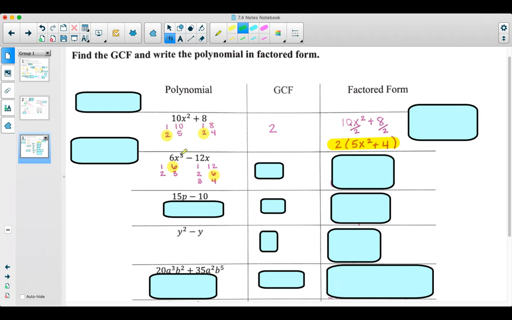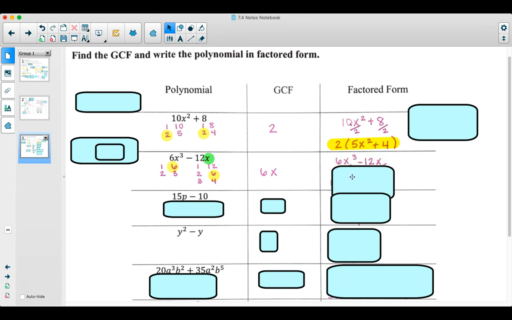Now, if I compare x's, x to the third and x to the first, I want to take the lower of them because that's what they share in common, so it's going to be x to the first. So my greatest common factor should be 6x. So I have my polynomial, 6x to the third minus 12x, and I want to take out a 6x from both of them. So I'm going to divide both of these terms by 6x. When I write it in factored form, that 6x goes out in front.